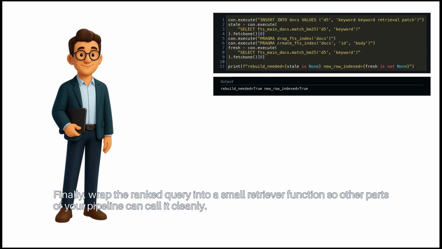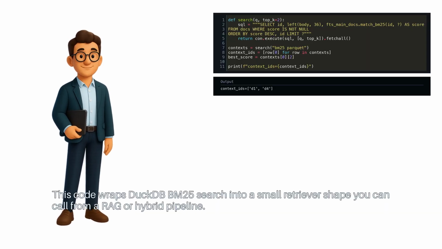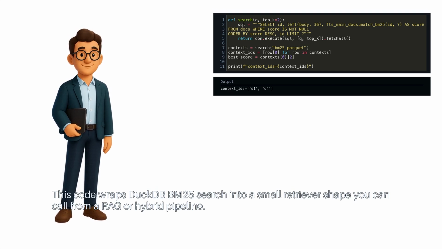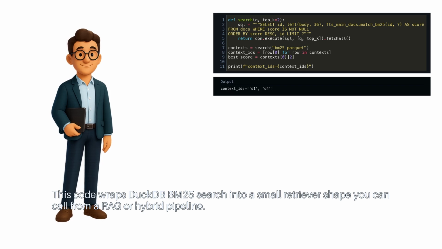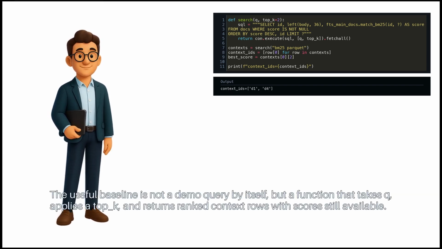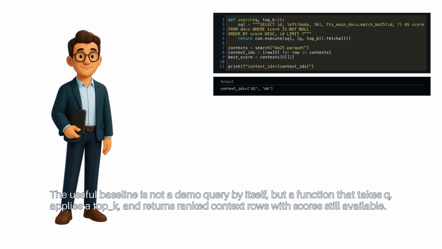Finally, wrap the ranked query into a small retriever function so other parts of your pipeline can call it cleanly. This code wraps DuckDB BM25 search into a small retriever shape you can call from a RAG or hybrid pipeline. The useful baseline is not a demo query by itself, but a function that takes q, applies a top k, and returns ranked context rows with scores still available.